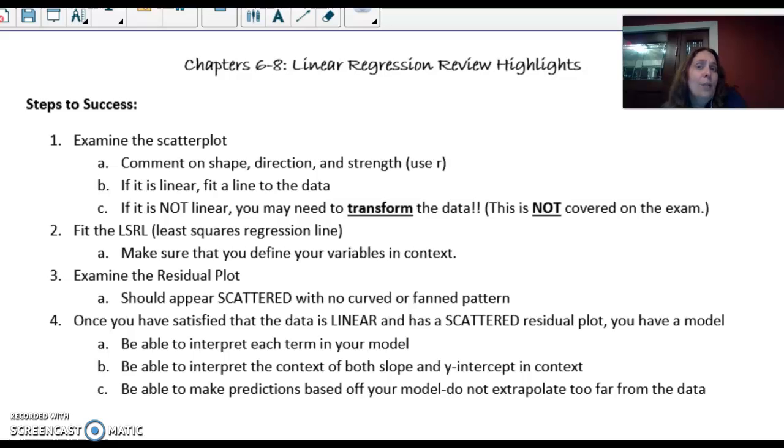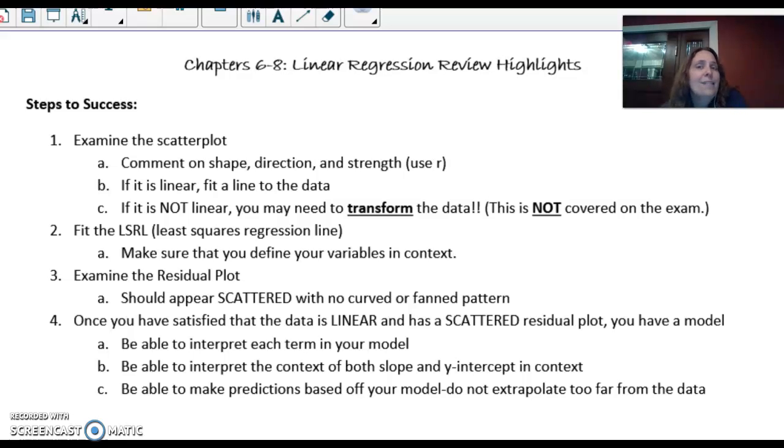When you examine a scatter plot, you want to address the idea of the shape. Is it linear or not? The direction, is it positive or negative? And the strength. The closer that the absolute value of R is to 1, the stronger the relationship. The closer the absolute value of R is to 0, the weaker the relationship.